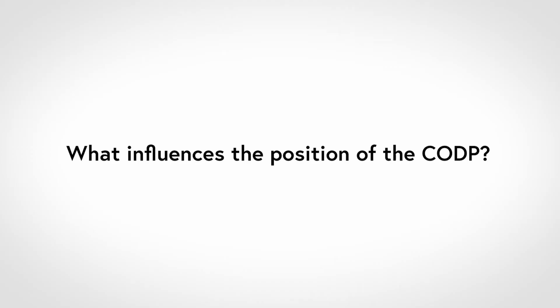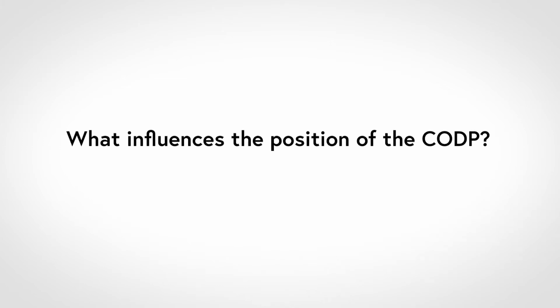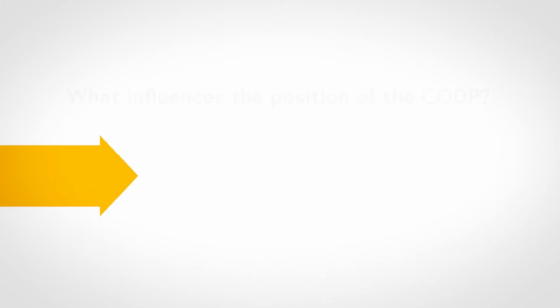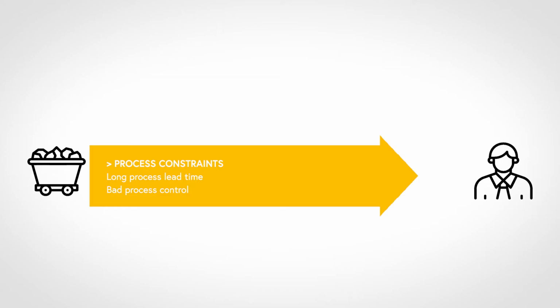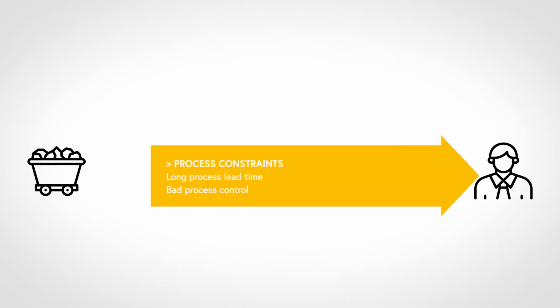These examples reveal some fundamental insights about the different production strategies. Where you place your customer order decoupling point is a strategic decision that affects your effectiveness and efficiency. If you have long process lead times or bad process control, meaning you're making faulty products, you must consider putting your customer order decoupling point closer to the customer. Why? Because customers are generally not willing to wait long for their products, and if you make errors, you need additional time and resources for quality control and repair.